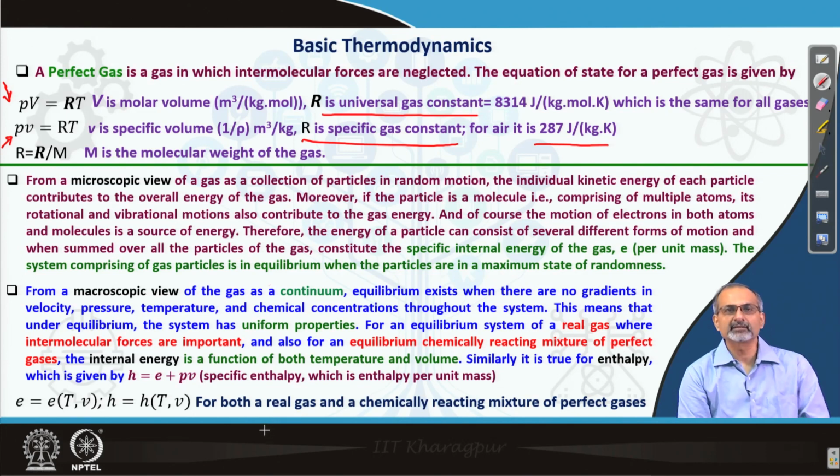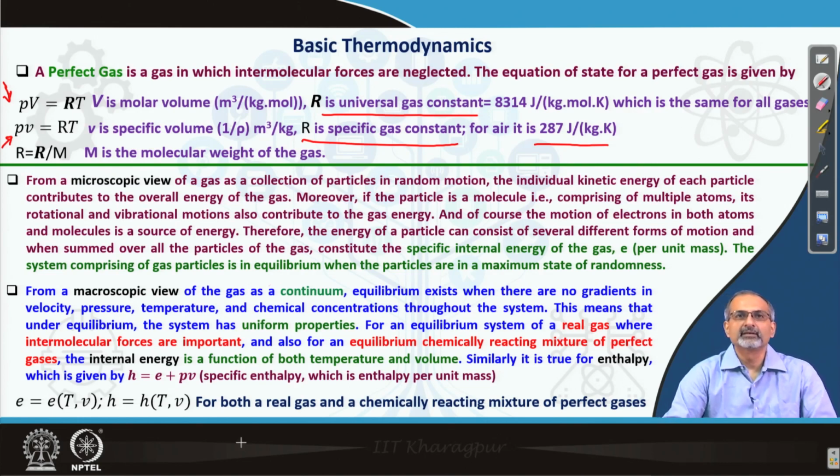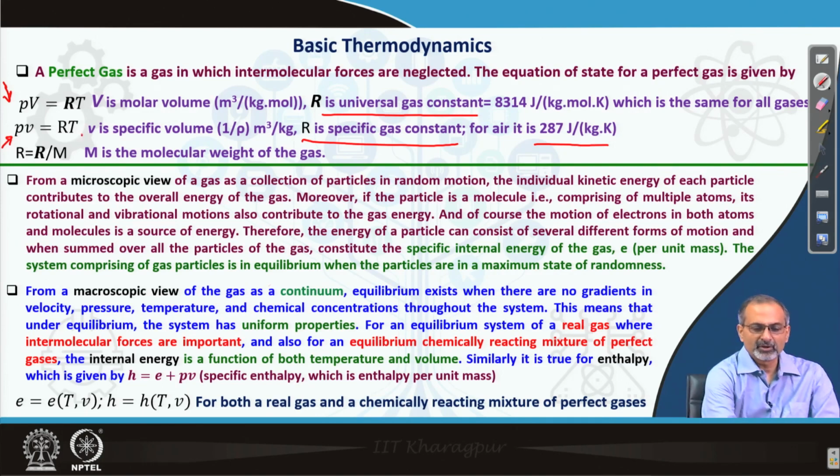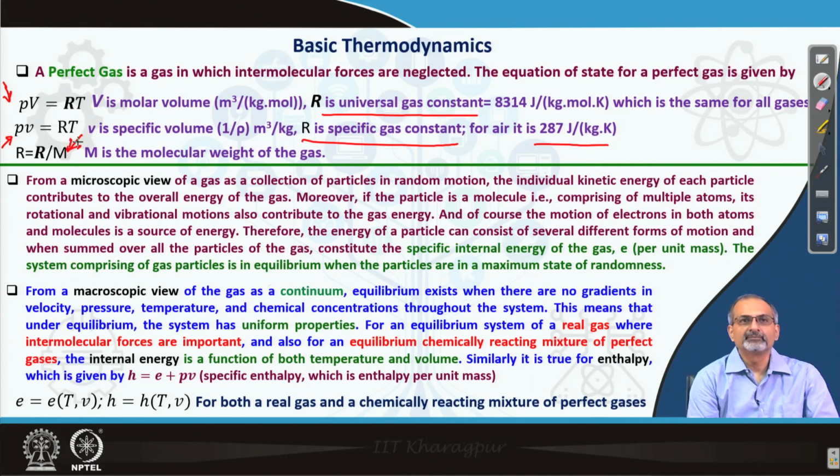The small v stands for specific volume, which is the reciprocal of density and therefore has units of meter cube per kg. And of course, the capital R used in the second equation, which is not the bold R, is given by this equation, where we can see it's the ratio of the universal gas constant and the molecular weight of the gas. These are very, very important equations which you should be comfortable with.